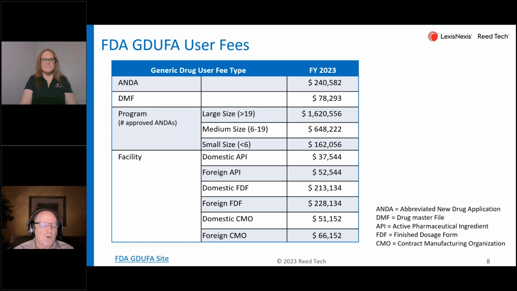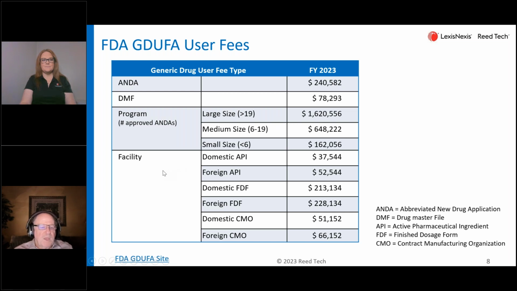Then there is something called a program charge. Depending on how many approved ANDAs you have, the FDA will charge a program fee, and there's a schedule there ranging from less than 6 for small, in the middle, and then greater than 19 or 20 or larger for large. So it's significant pricing there. Significant dollars are involved. Looks like 1.6 million for a large size program, and that's on an annual basis.